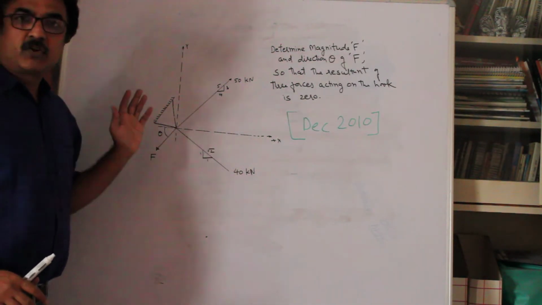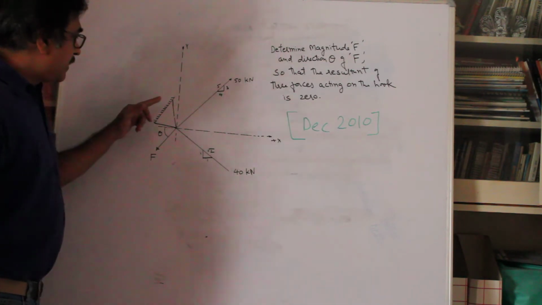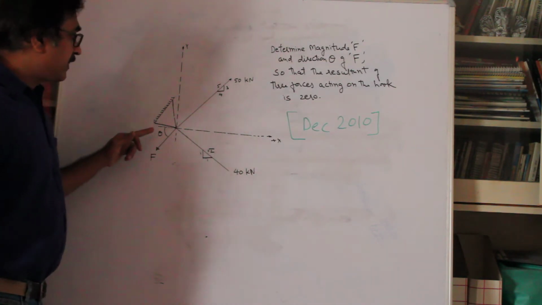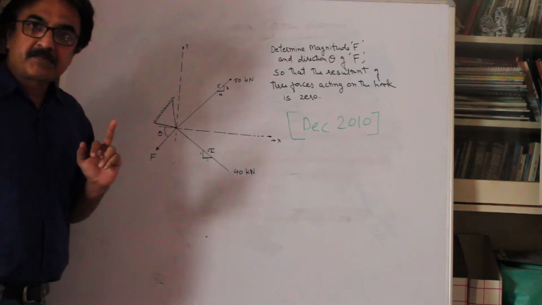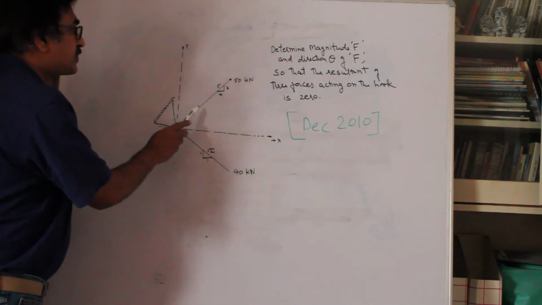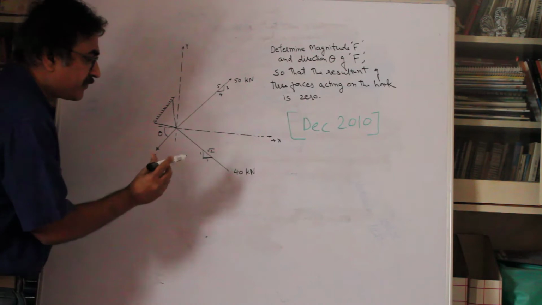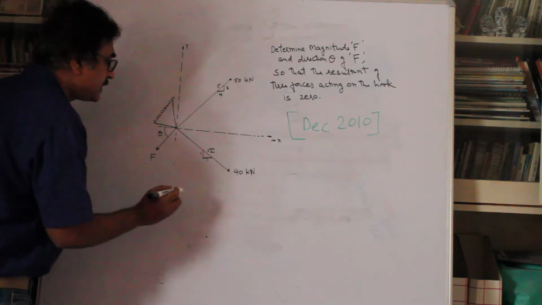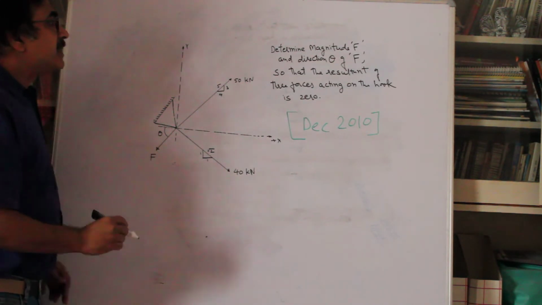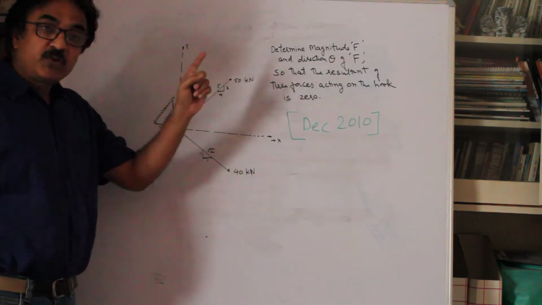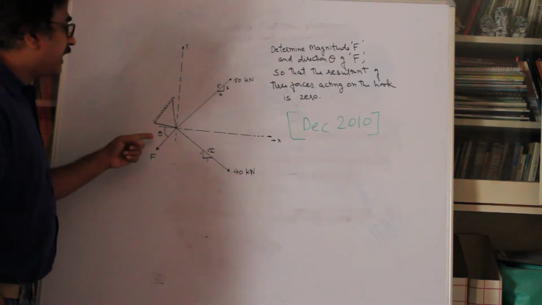Again, the case is coplanar concurrent forces. Here is a hook. There are three forces passing through it: a force of 50 kilonewtons, a force of 40 kilonewtons, and F is the force. You want to find out the magnitude and angle theta.